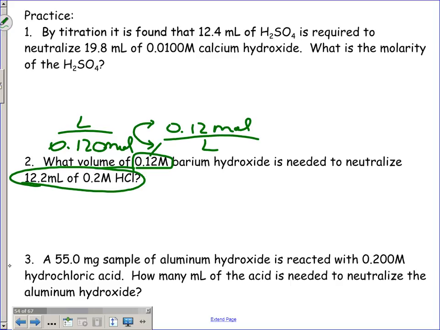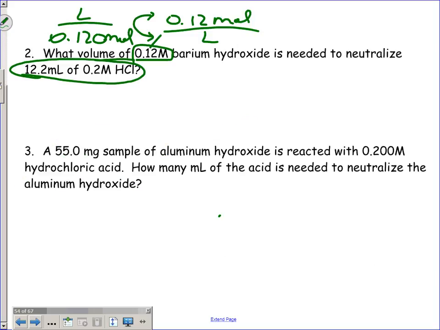I thought number 3 was the harder one, so I'm going to go with number 3. So let's work through this one together. Write your reaction first. Go ahead and do that.